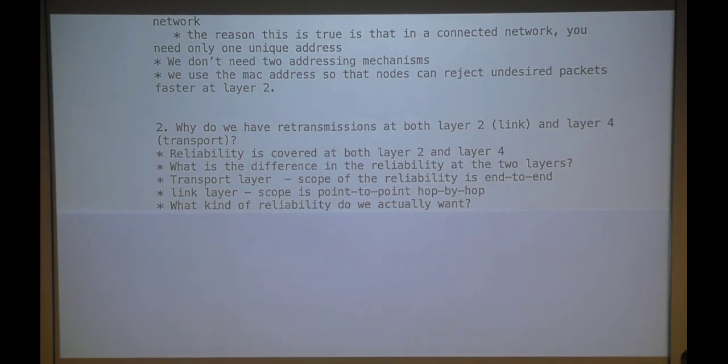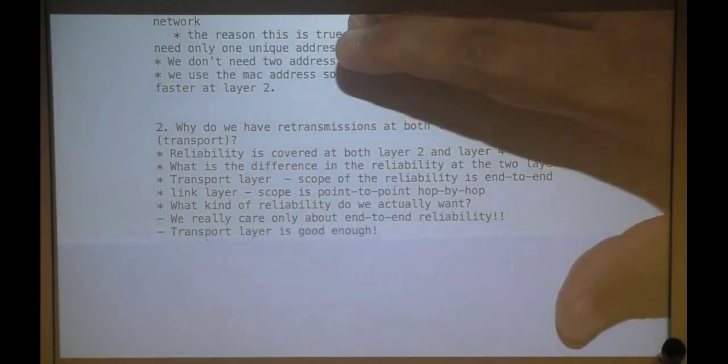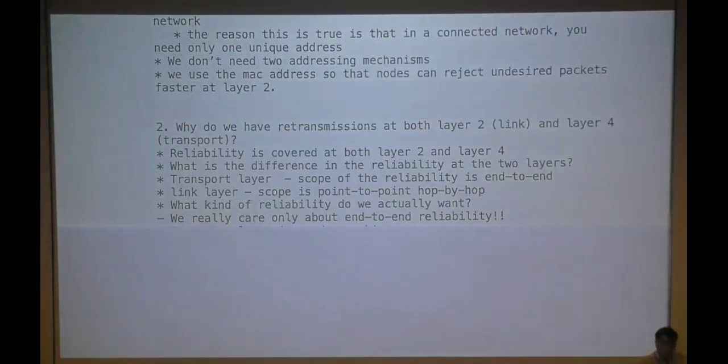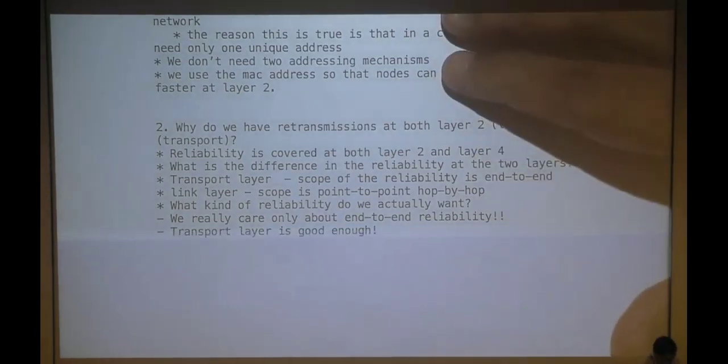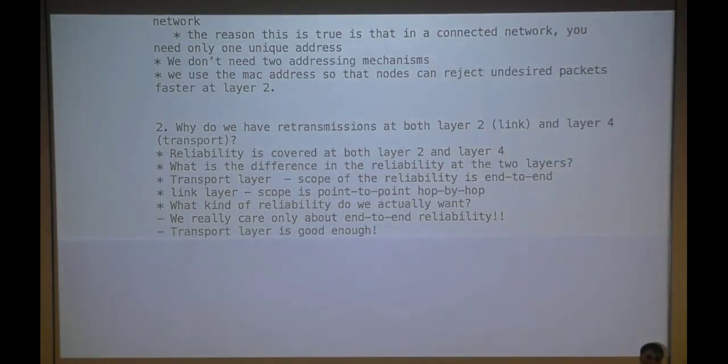When you send something, you want to make sure that the destination you intended to send it to gets it, right? When you mail a letter, you want it to get to the addressee. When you send an email, you want it to get to who you said. So you want end-to-end. You don't care really about hop by hop. You really want end-to-end. So we really care about end-to-end reliability, and since the transport layer provides end-to-end reliability, it's good enough, right?